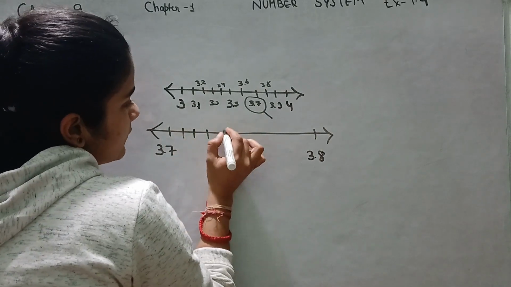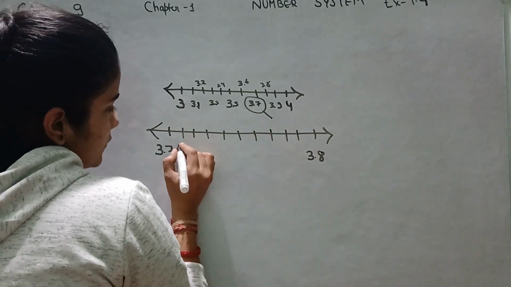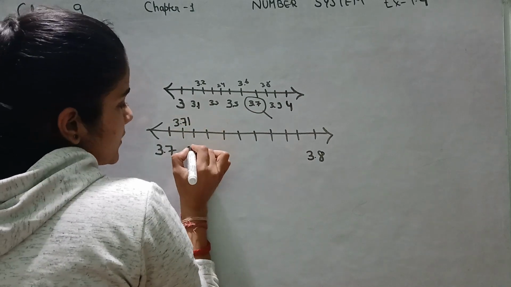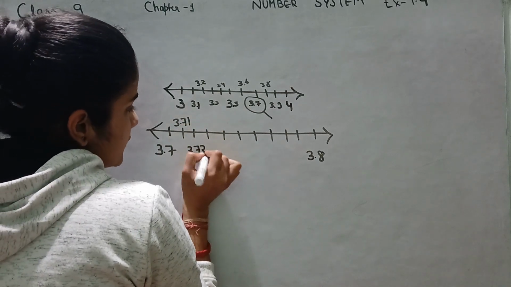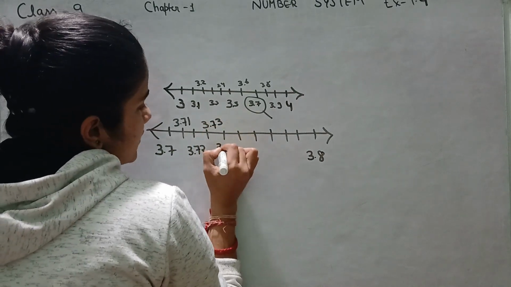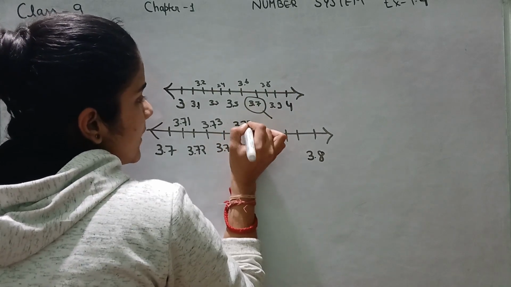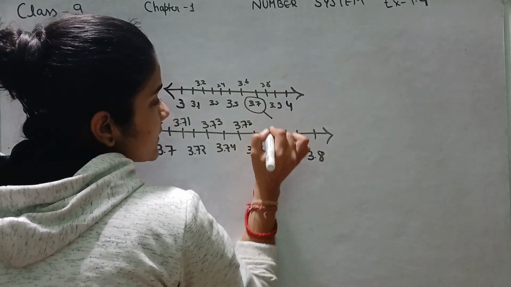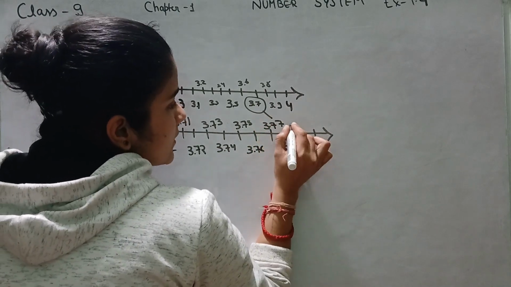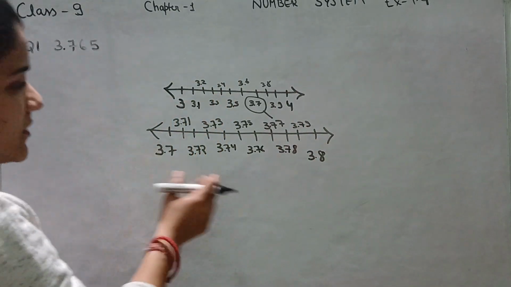Now 3.76. 1, 2, 3, 4, 5, 6, 7, 8, 9. So 3.71, 3.72, 3.73, 3.74, 3.75, 3.76, 3.77, 3.78, 3.79. This is 3.8. 3.76.